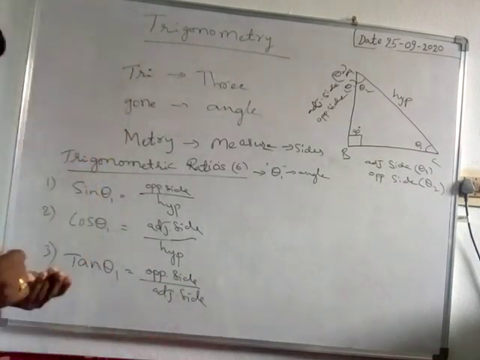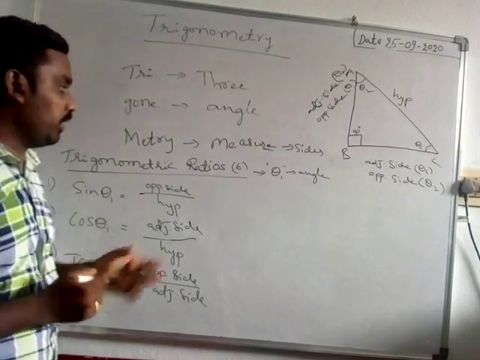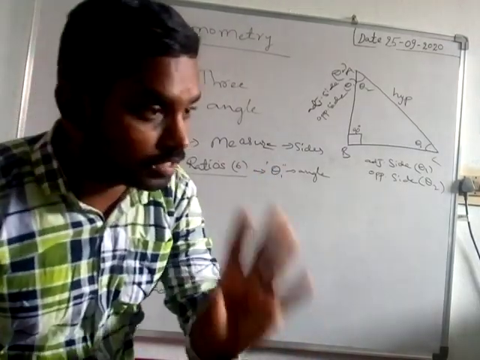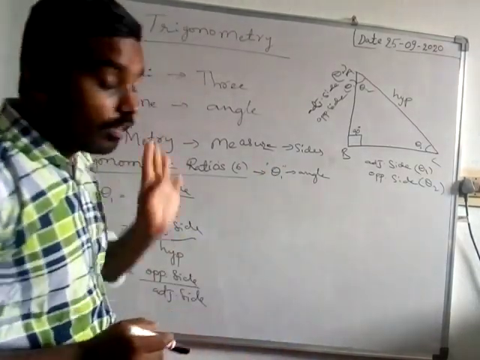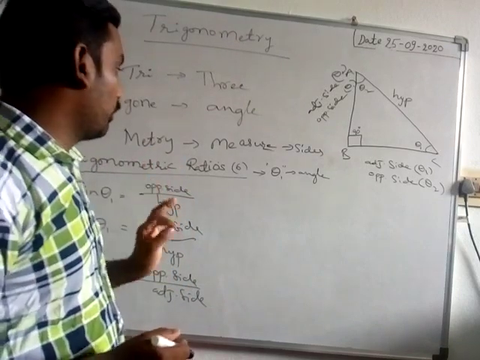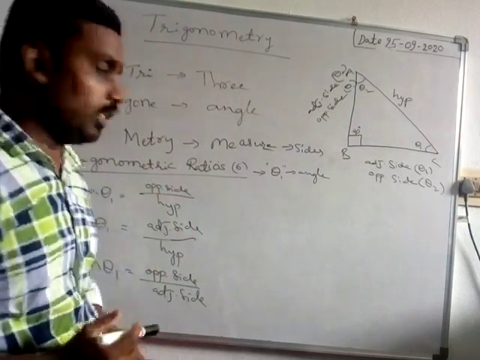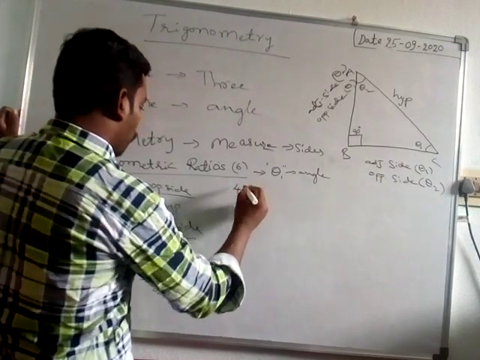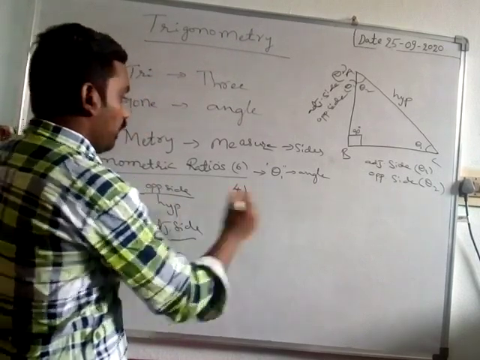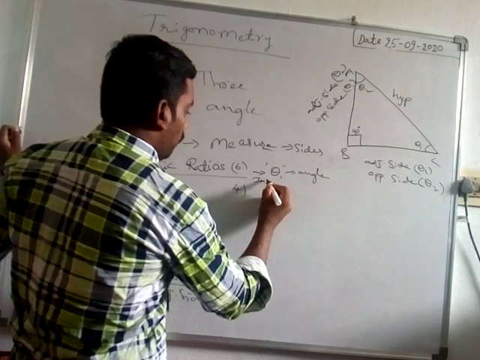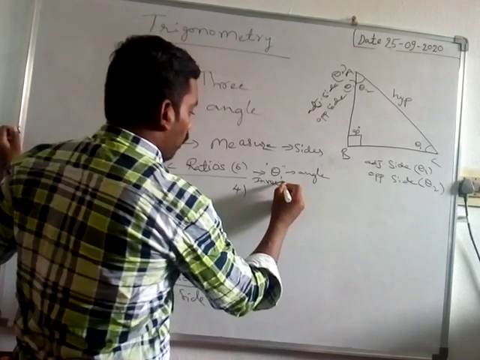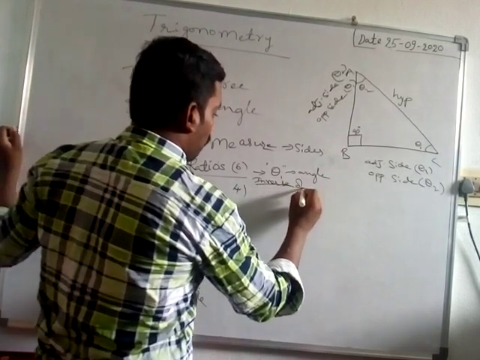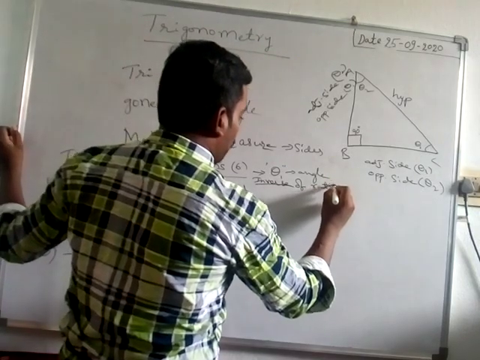These three are the main trigonometric ratios. For these, we have three more, the inverses of these trigonometric ratios. In total, we will get 6 trigonometric ratios. Here, the fourth one is the inverse of sin theta, the inverse of the ratio.